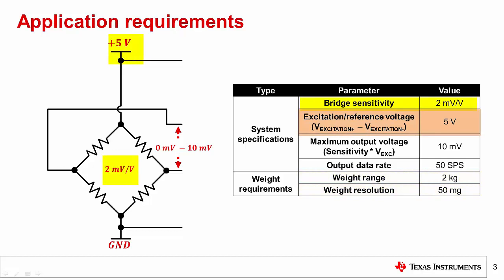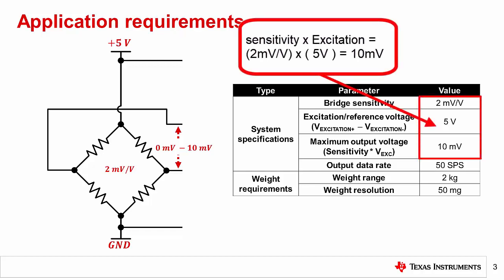As shown, the bridge has a 2 mV per volt sensitivity and the excitation voltage is 5 volts. We choose this excitation voltage because many ADCs used for bridge measurements support both an analog supply and reference voltage of 5 volts. And since the reference voltage is derived from the excitation voltage, choosing 5 volts enables the maximum possible bridge dynamic range while ensuring we are still within the ADC's operating conditions. The bridge output voltage is the product of the sensitivity, 2 mV per volt, and the excitation voltage, 5 volts, yielding a 10 mV maximum output.